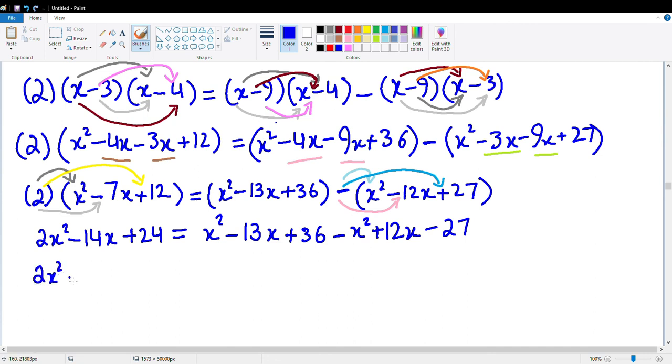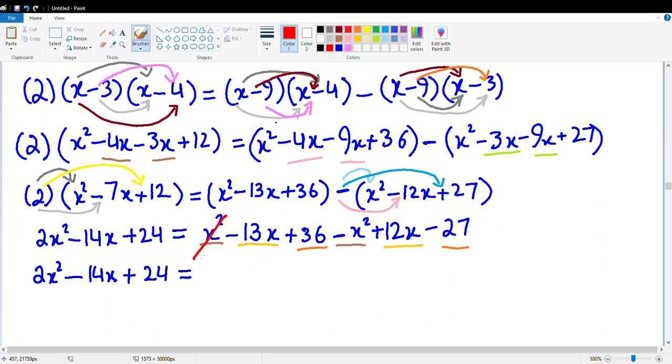2x squared minus 14x plus 24 equals. So now you can see there's actually only one thing that we can really cross out, and that is x squared and x squared. Let me just underline x squared and minus x squared. They're of opposite signs and they have the same coefficient, so that means we can cross them out, right? You can see these two terms can be simplified, and you can see 36 and 27 can be simplified. So yeah, let's simplify them.